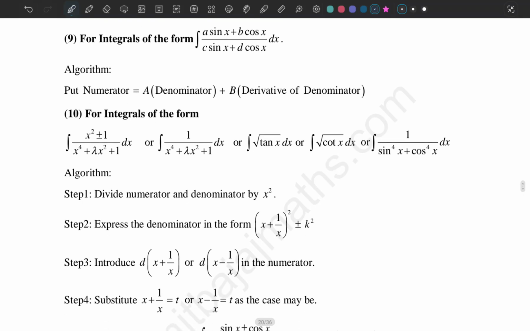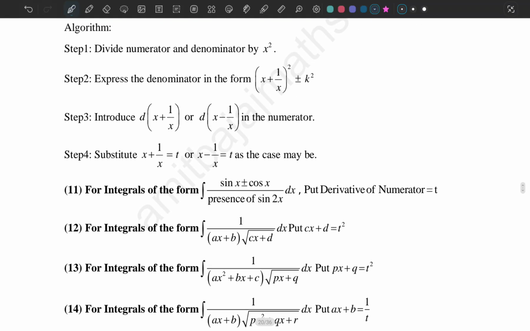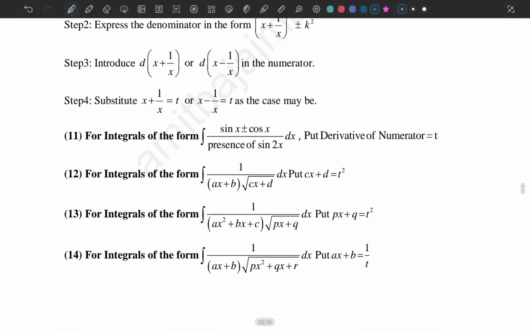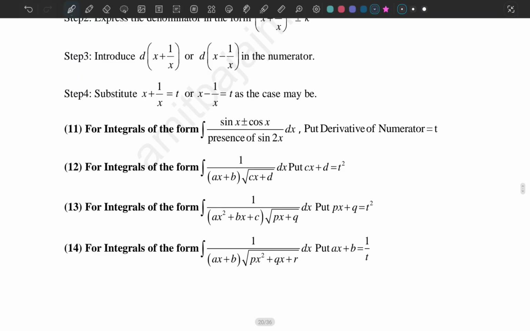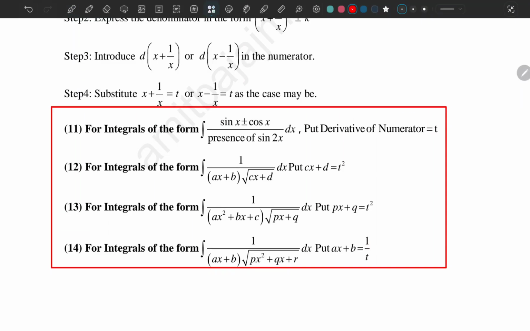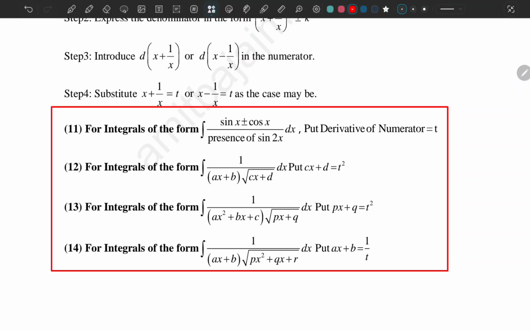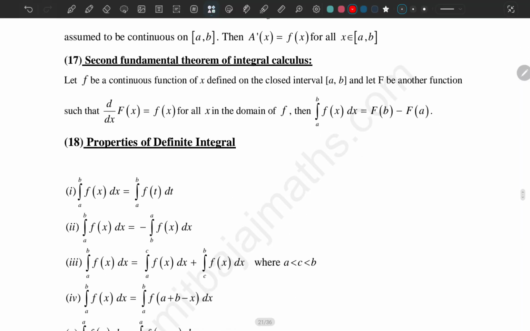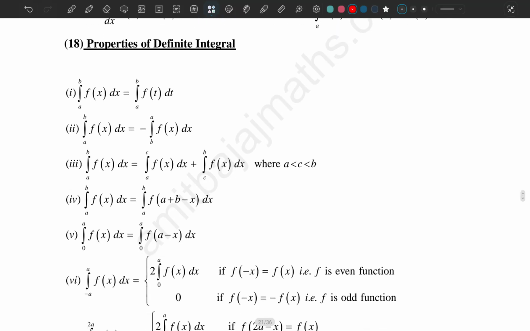Now I'm moving slowly because I want you to take a screenshot of all this, because maybe you're going to use it. And please take care about this also. Please just read it down once. I'm not telling you to revise or memorize it, but read it once. Okay, and now heading towards the properties of definite integrals.